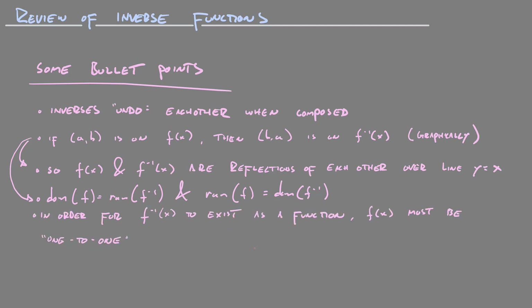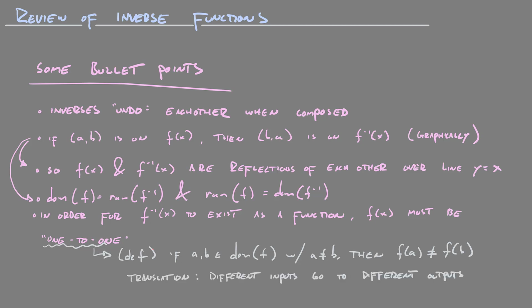The last thing that I want to say is that in order for f inverse to exist as a function, f of x has to be what we call 1-to-1. One-to-oneness has a stipulated definition: if a and b are elements of the domain of f, where a is not equal to b, meaning they're not the same input, then f of a is not equal to f of b, meaning their outputs have to be different.